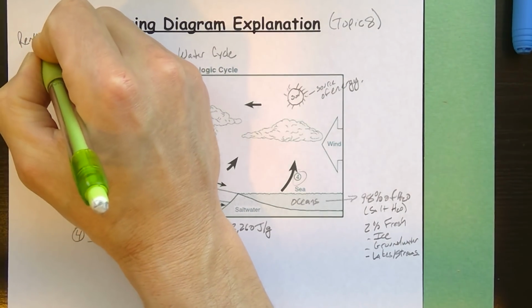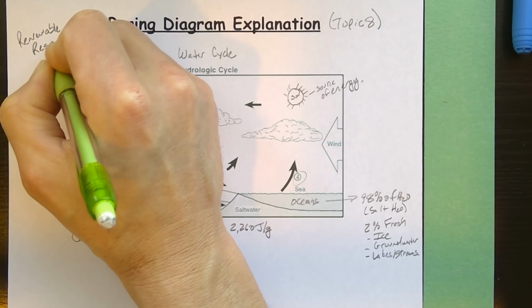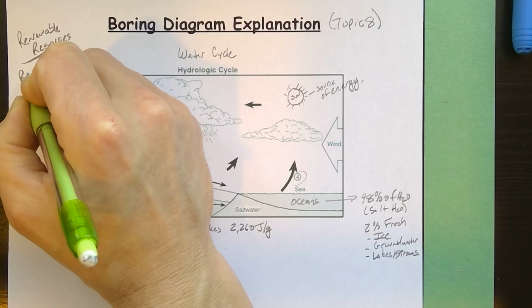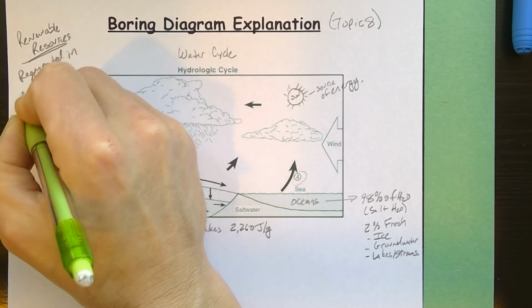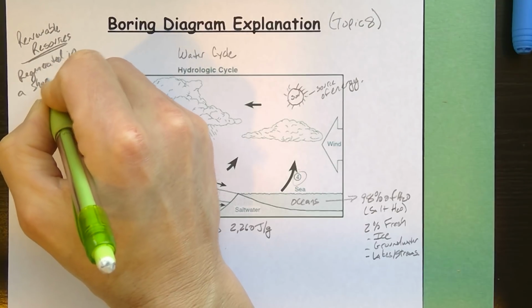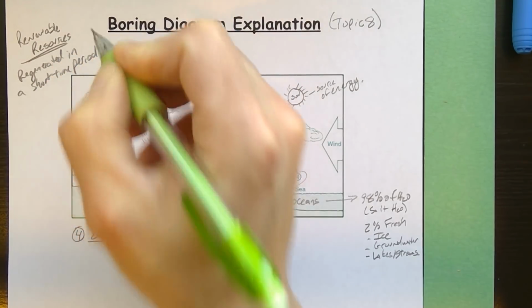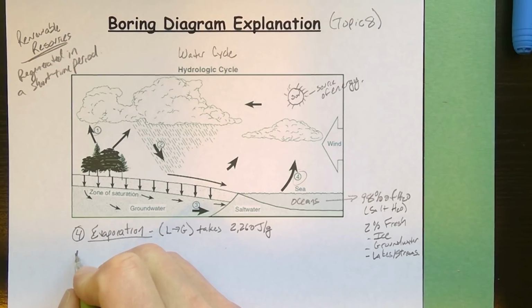So if you look at the term renewable resource, renewable resources are regenerated in a short time period. And the fact that water is regenerated, it's not evenly distributed, but it is regenerated, is essential for us.